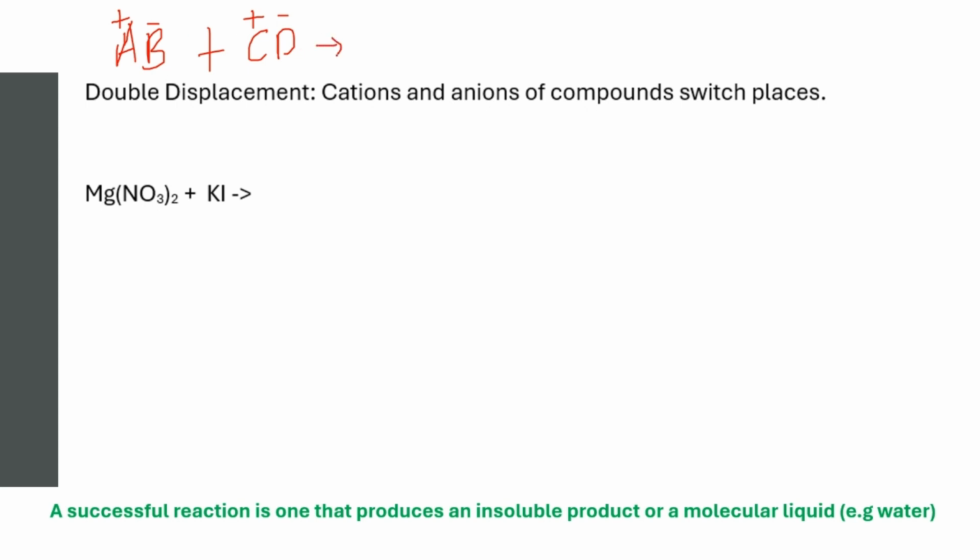It would basically turn out to be AD, so the positive and the negative, but then flipped because we're doing a double exchange, plus CB. So cations and anions switch twice as much. And so that's a double displacement. It usually happens when you have two different compounds reacting, and then there's a shuffling around of the cations and the anions, and you get two new compounds on the product side.